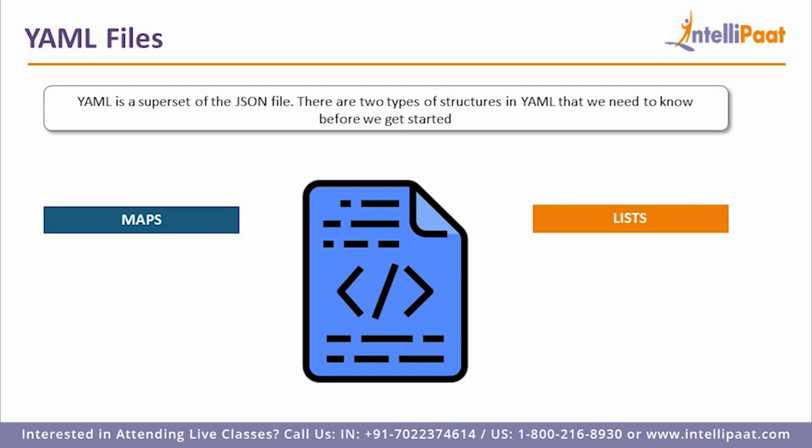YAML is a superset of JSON. As I mentioned earlier, this is very similar to the JSON file. When you're making an API call, you have your configurations in your YAML file, and when it is making that API call, it will convert your YAML file to a JSON file, right? There are two types of structure inside the YAML that you need to know. First is maps and second is the list, because that is how you define things.